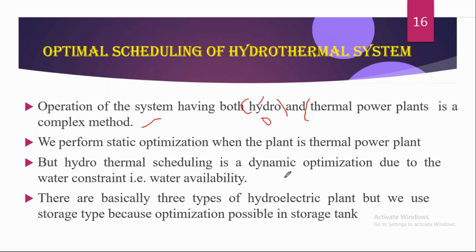Without water we cannot do anything, so that is the reason. There are basically three types of hydroelectric plant, but we use the storage type because optimization is possible in the storage type. Okay, na? Look here. Why? Because there are different types of hydro power plants: storage type, pumped hydro power plant.